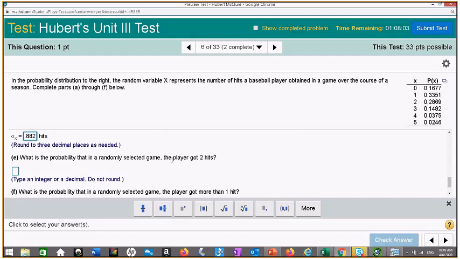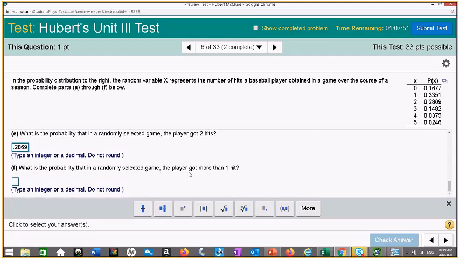What is the probability of 2 hits? That would be 0.2869. What is the probability of more than 1 hit? Well, 1 hit would be this, and you'd add these 3 up right here. I'd add these 4. So I'm just going to add these 2 and take the complement.